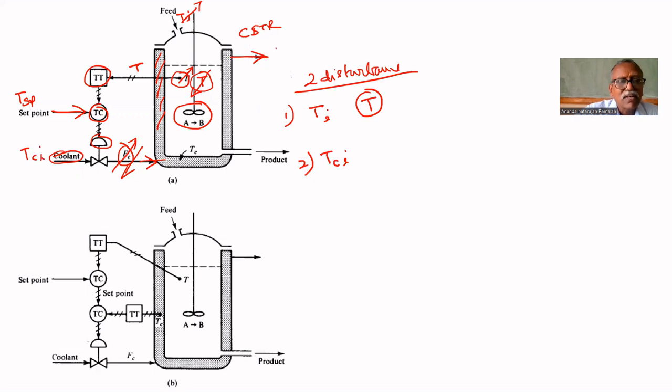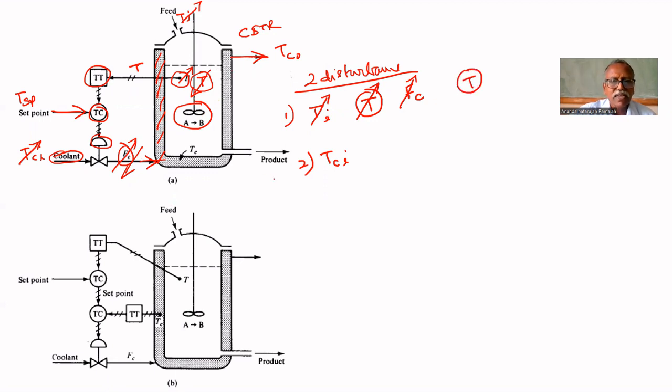The second case is TCI, the inlet temperature of the coolant, TC being the coolant temperature. Here is the coolant temperature inlet, and here the coolant temperature outlet. If the inlet temperature of the coolant increases, what will happen? The amount of heat removed by the coolant will decrease. In the first case, if TI increases, T will increase. In turn, the flow rate of coolant will be increased, so that the amount of heat removed by the coolant will increase, and the temperature will be controlled.